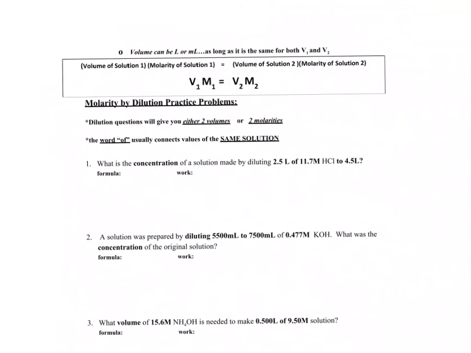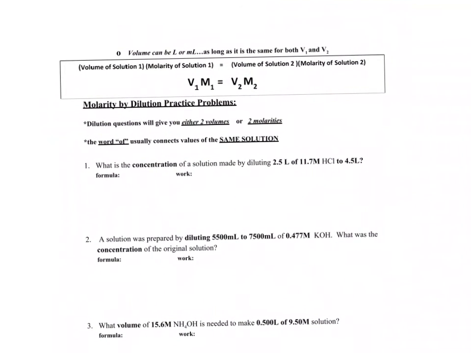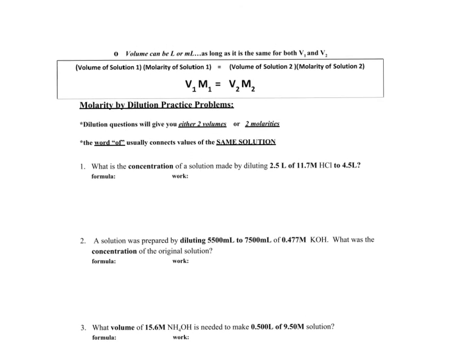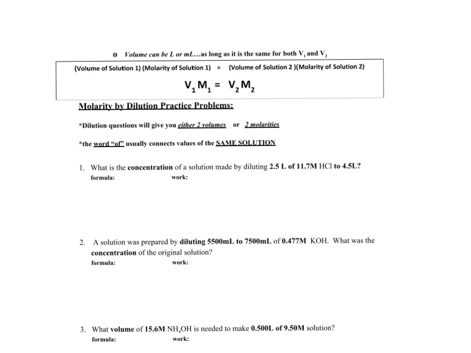Okay, so how do we determine how dilute or how concentrated a solution is? Well, we're going to use the formula that's presented here, and I'll explain that in one second. I've got V1 M1 equals V2 M2.